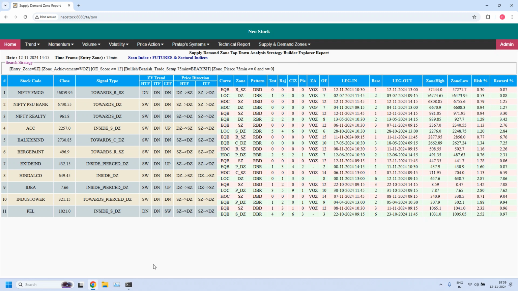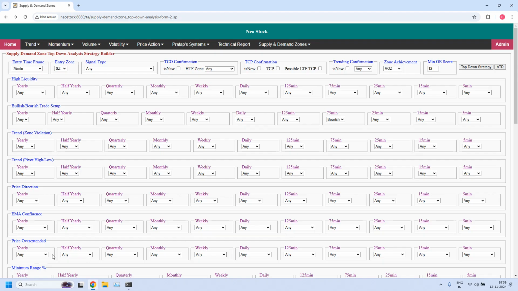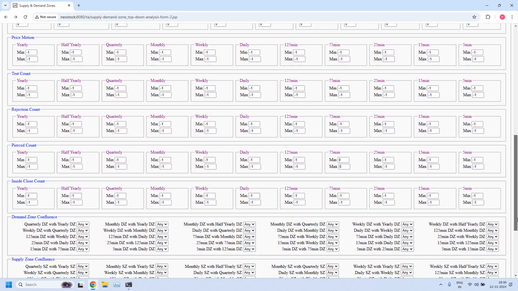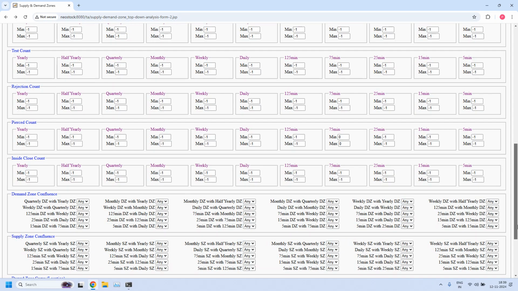In all these 11 stocks of 75 minute supply zones, there could be some high probability supply zones available. We need to identify. So first filter is based on LTF and ITF supply zone confluence. In the supply zone confluence, entry time frame 75 minutes and ITF daily confluence. That is 75 minute supply zone with daily supply zone confluence filter I enabled.